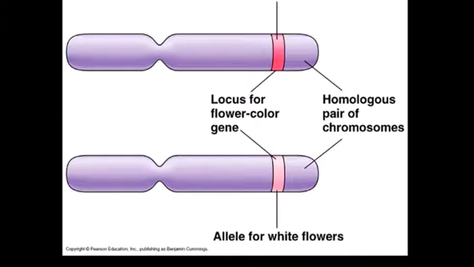For each character, an organism inherits two alleles, one from each parent. Mendel made this deduction without knowing about the role of chromosomes. The two alleles at a particular locus may be identical, as in the true breeding plants of Mendel's P generation. Alternatively, the two alleles at a locus may differ, as in the F1 hybrids.